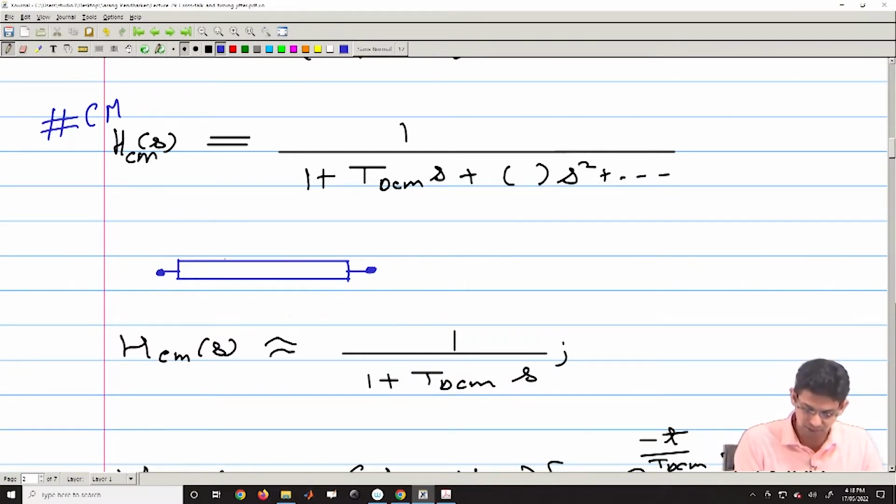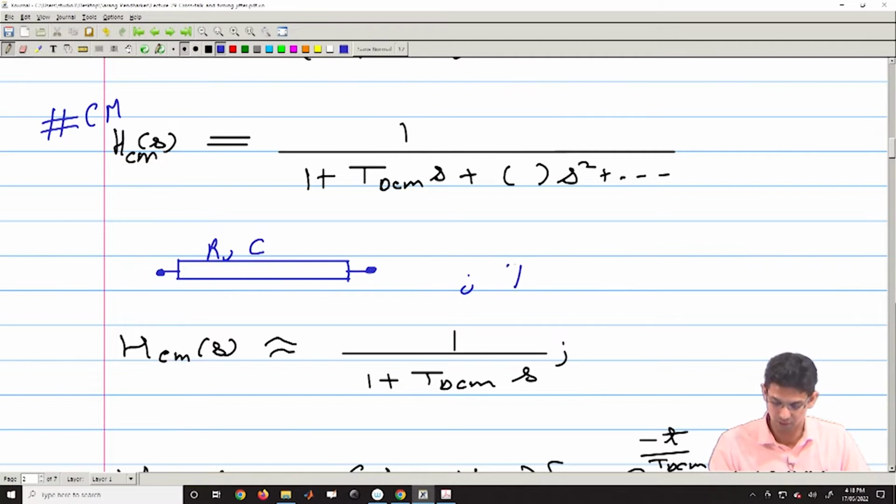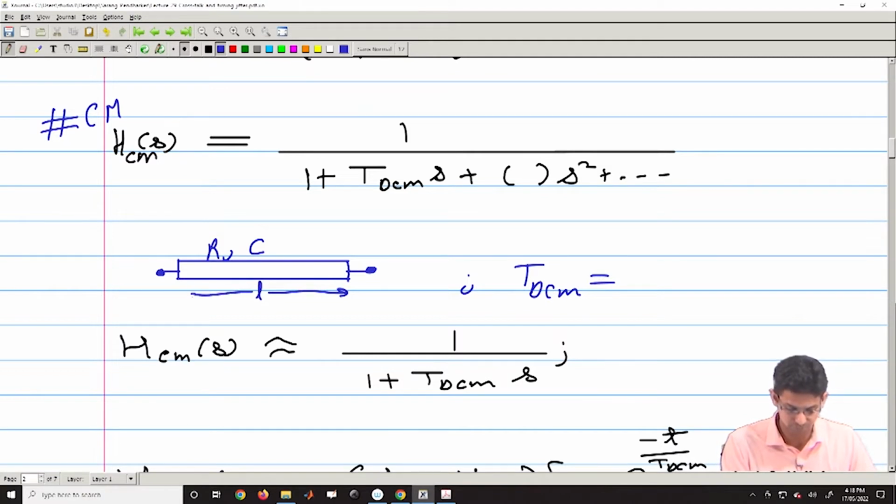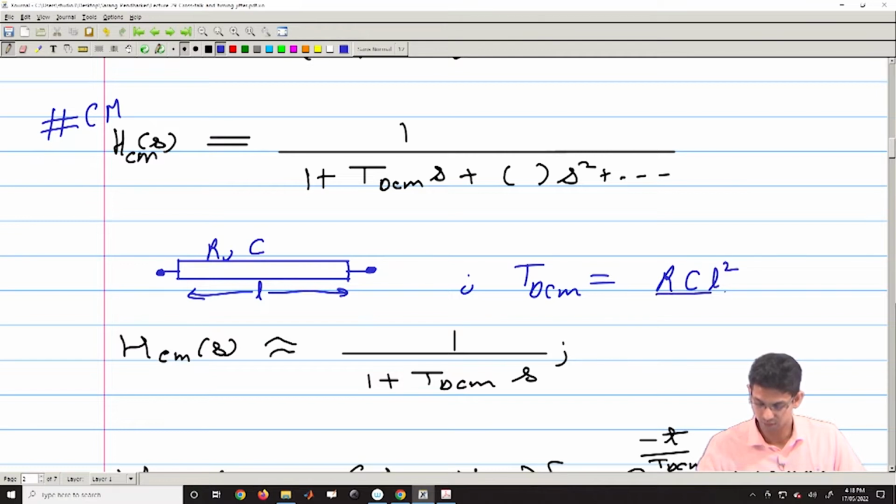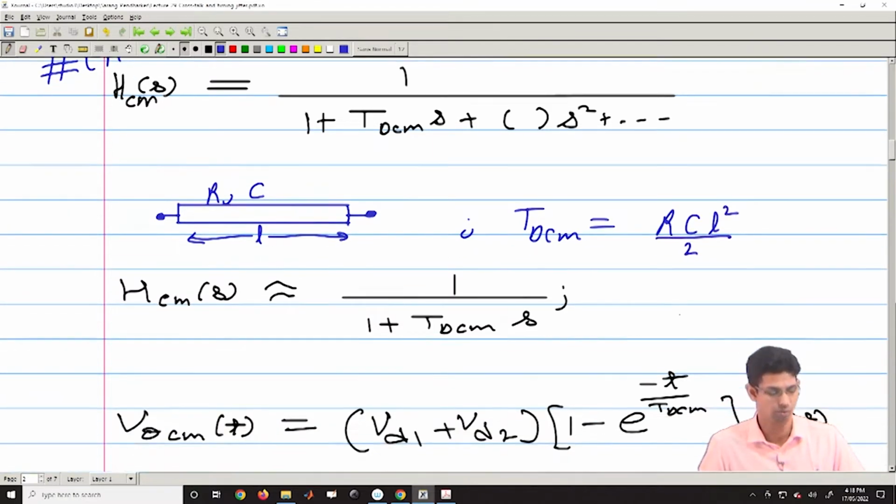Here in this case this is my common mode interconnect, my resistance is R and my capacitance is C. So, in this case my common mode Elmore delay, Td common mode, where the length is L, is RC L squared divided by 2.